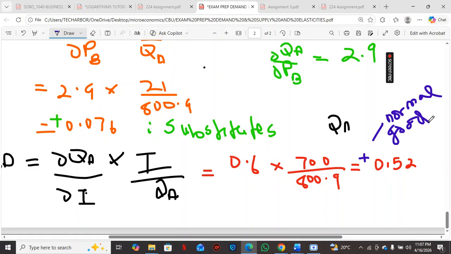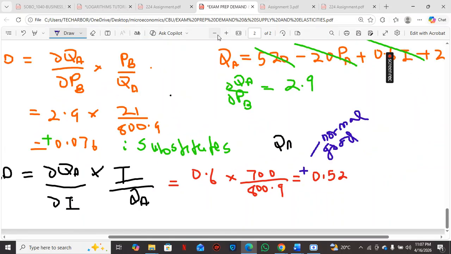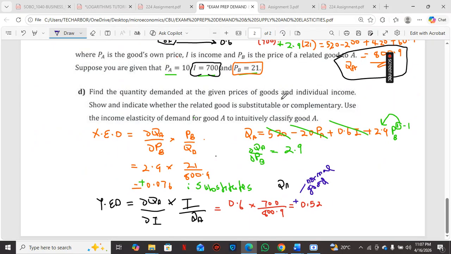So for cross price elasticity of demand and income elasticity of demand, the signs will tell you how to interpret the result. Okay, colleagues. So that's how you do this question here. So good A is a normal good.